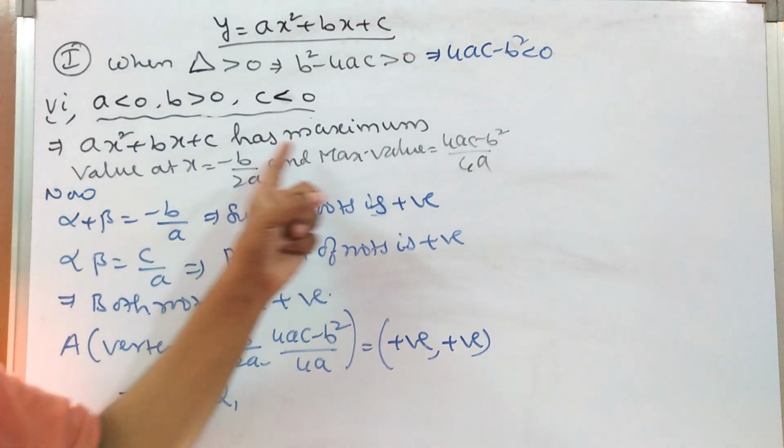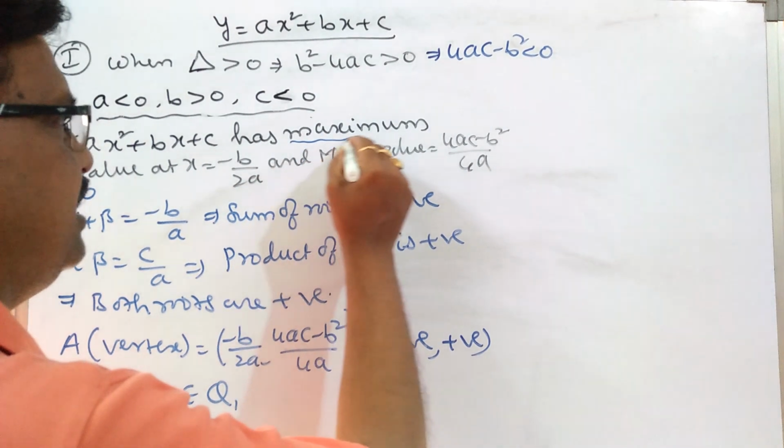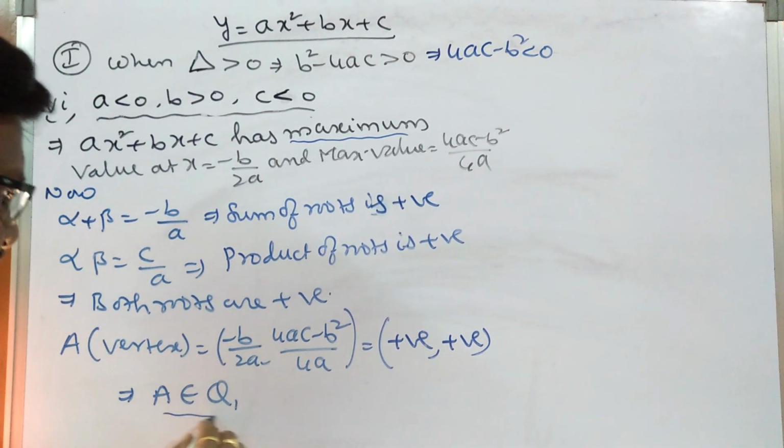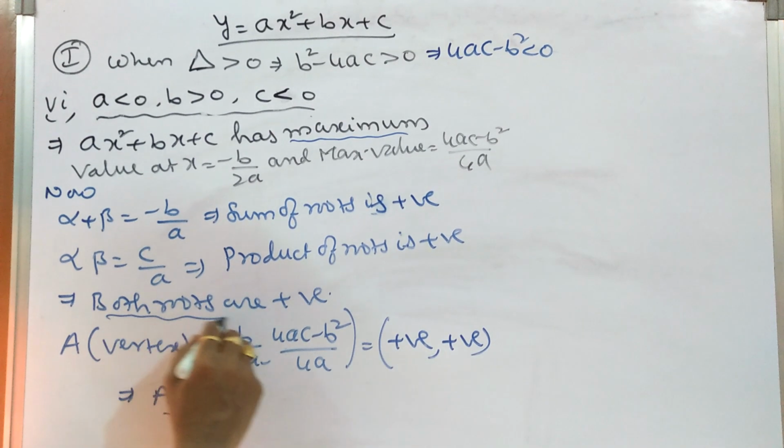And it has the maximum value. Three points you have to remember: it has the maximum value, the vertex lies in the first quadrant, and both roots are positive. These three points you have to remember.